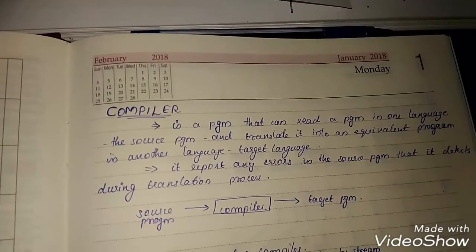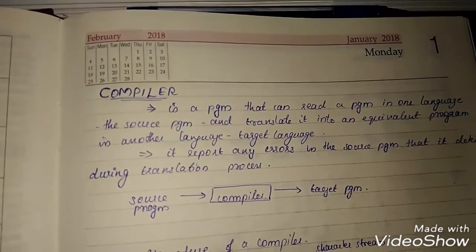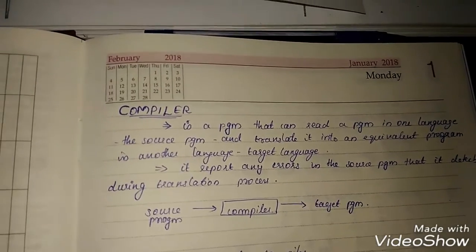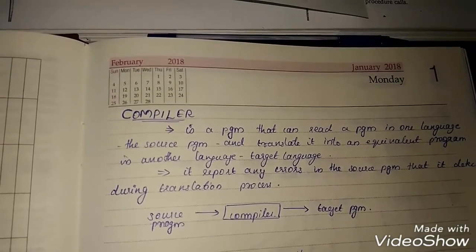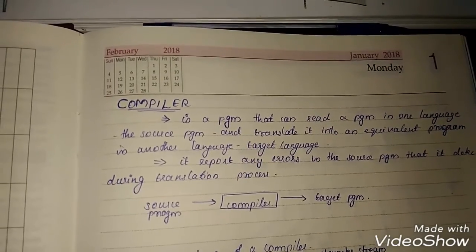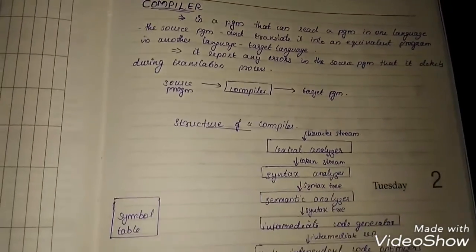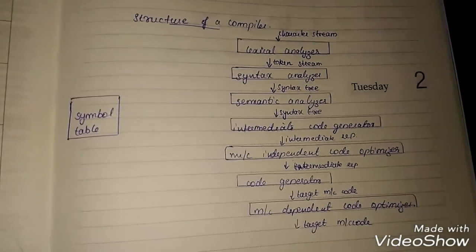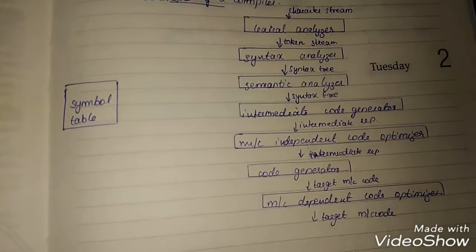The main feature of a compiler is that it reports any errors in the source program while it translates the language from one form to another. Now let us move on to the structure of a compiler. The structure of a compiler is depicted here through this diagram.